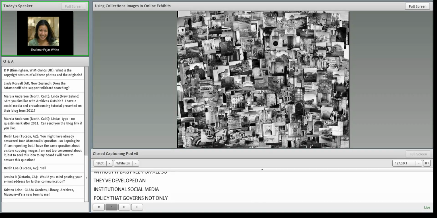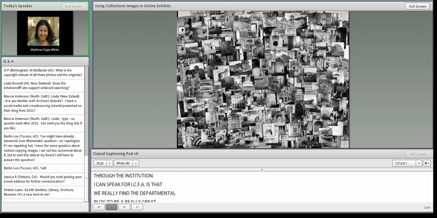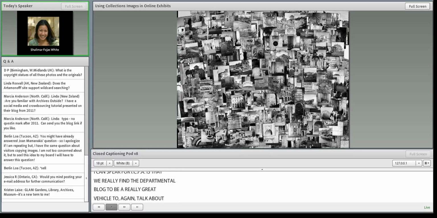So I think that would be a really great thing to think about when you're designing your projects: how you're going to promote them and through what channels, either your own or something through the institution. I can speak for ICFA that we really find the departmental blog to be a really great vehicle to talk about lots of behind-the-scenes issues about what goes into archival processing and what challenges we face preservation-wise. We see it as a way to educate our audiences about the work that librarians and archivists do, which actually helps make them better researchers.